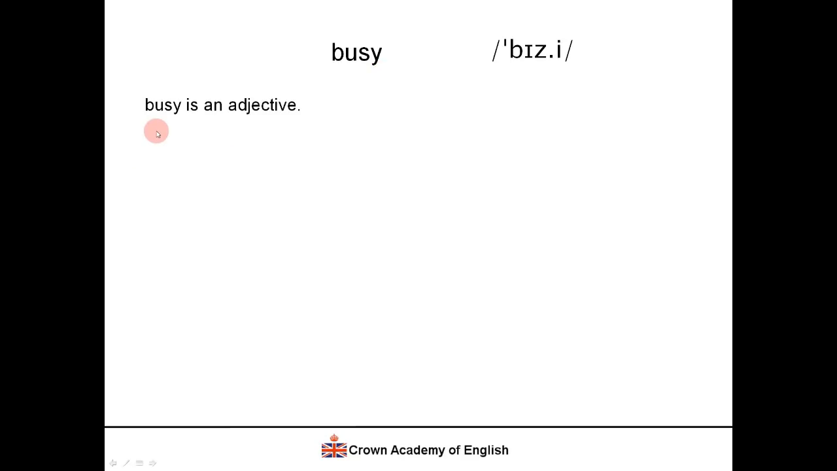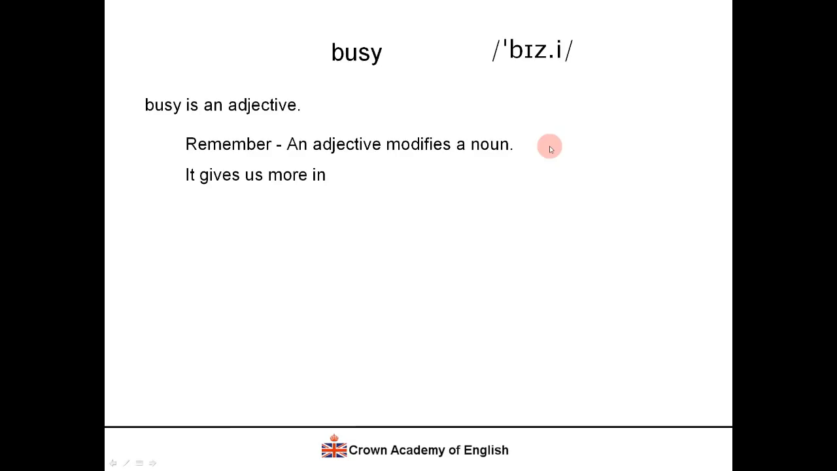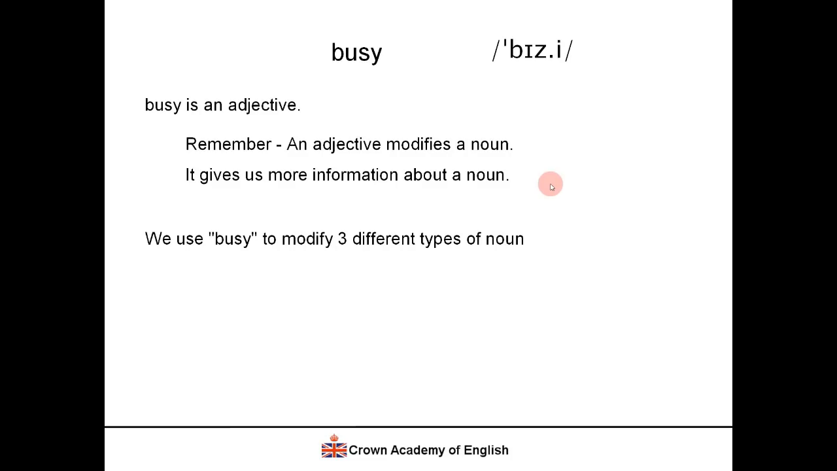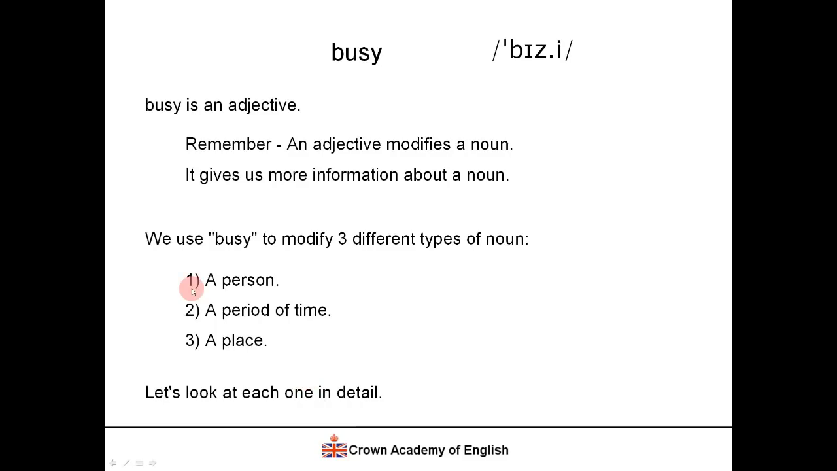And busy is an adjective. So remember, some revision for you. An adjective modifies a noun. So an adjective gives us more information about a noun. It describes the noun. And we use busy to modify three different types of noun. 1. A person. 2. A period of time. And 3. A place. So, let's look at each one in detail.